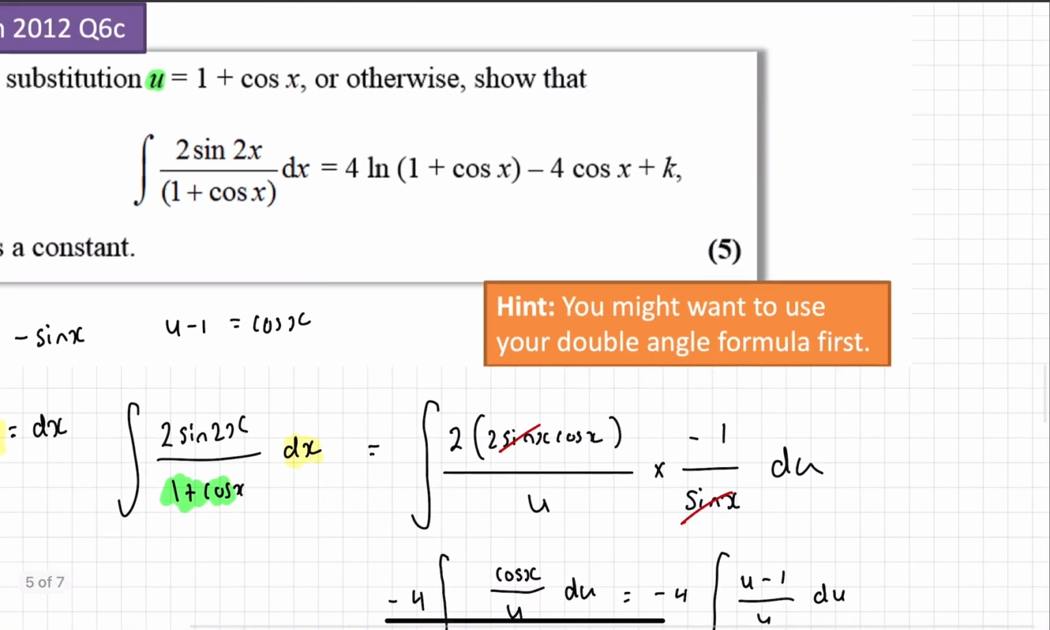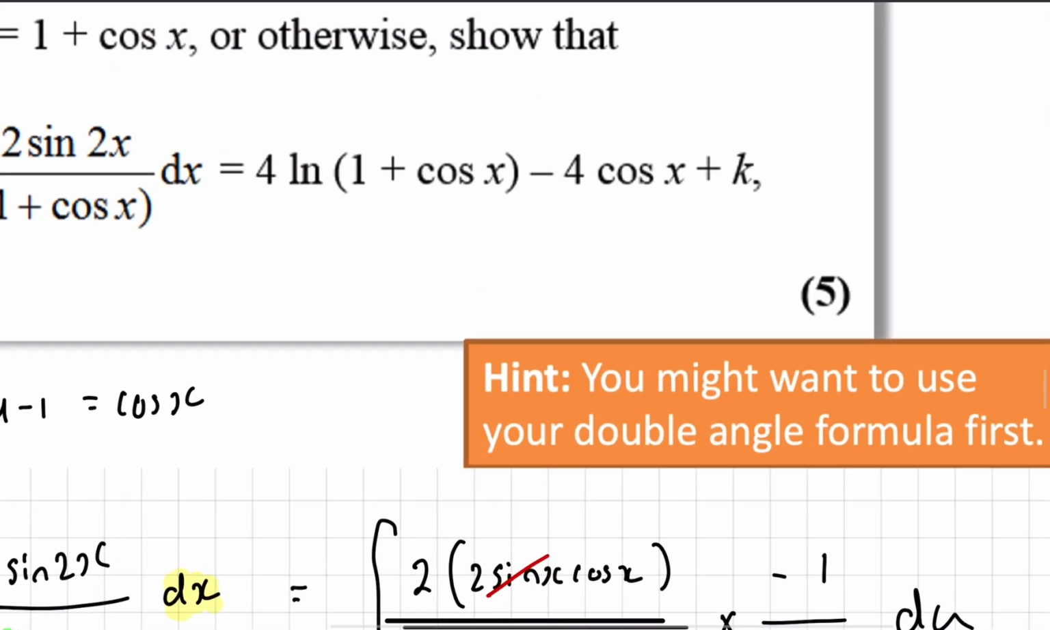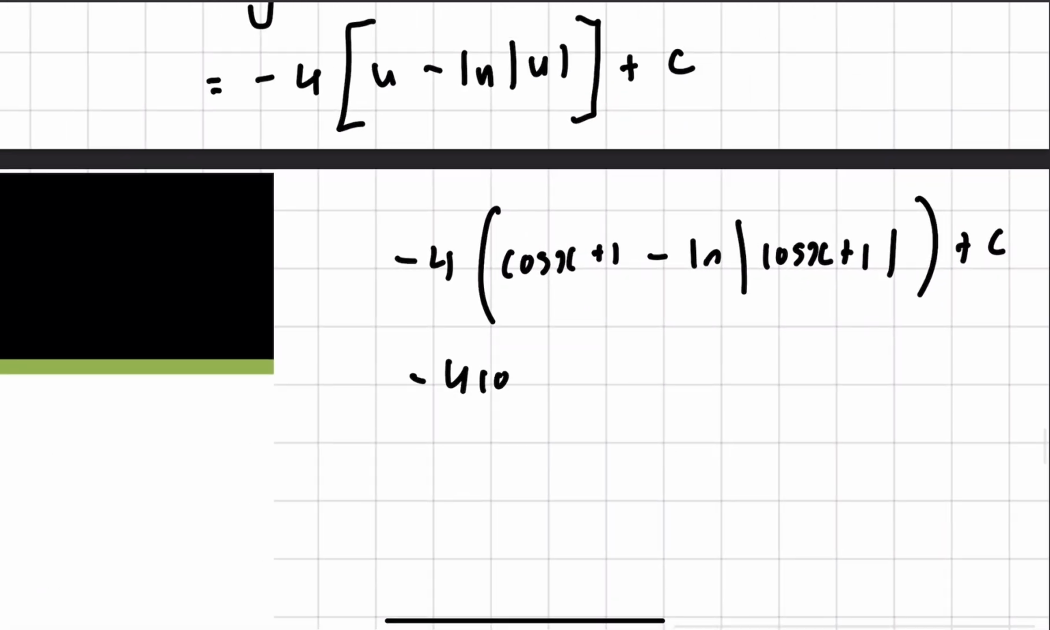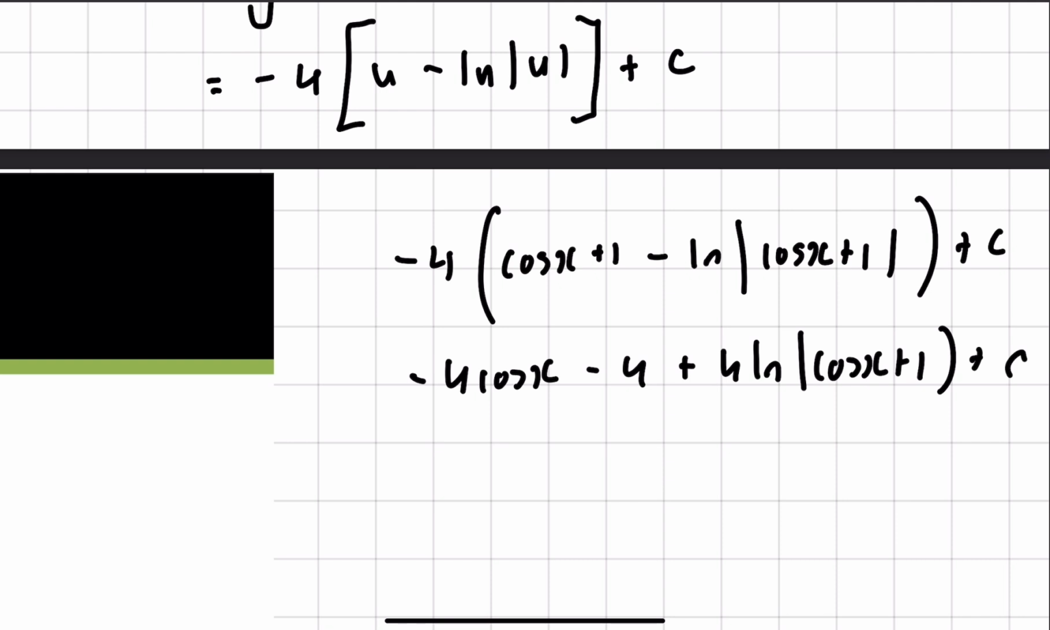Fantastic. Let's look at the original thing. I can expand it out then. That's fine. Yeah. Great. I think we've done it. So we've got minus 4 cos x minus 4 plus 4 natural log of cos x plus 1 plus, I guess, minus 4c, which is c.